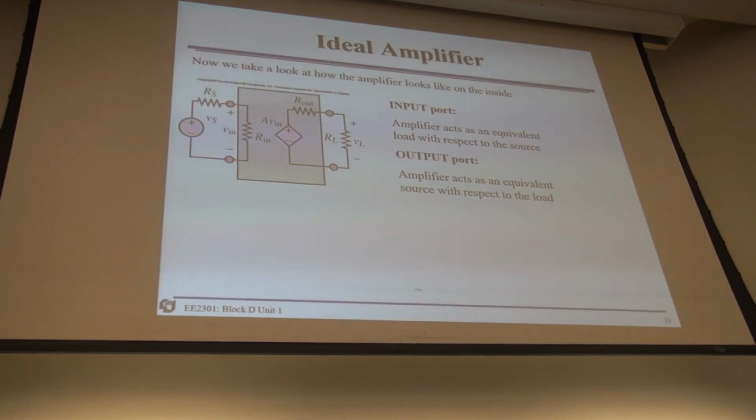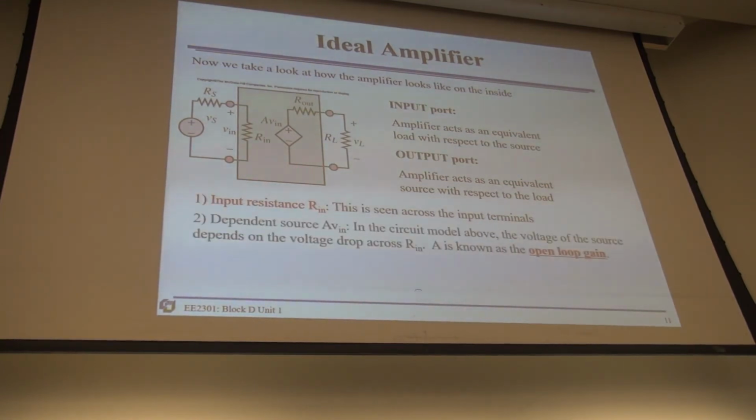This equivalent load is called R in. The R in is called input impedance, and we'll talk about that. So the input resistance R in is seen across the input. Then the dependent source VCVS is modeled above, where the voltage of the source depends on the voltage drop across R in. A is known as the open loop gain. Do you see a loop? You don't, so that's open loop. Why do we say open loop? Because soon I'm going to introduce you to closed loop.